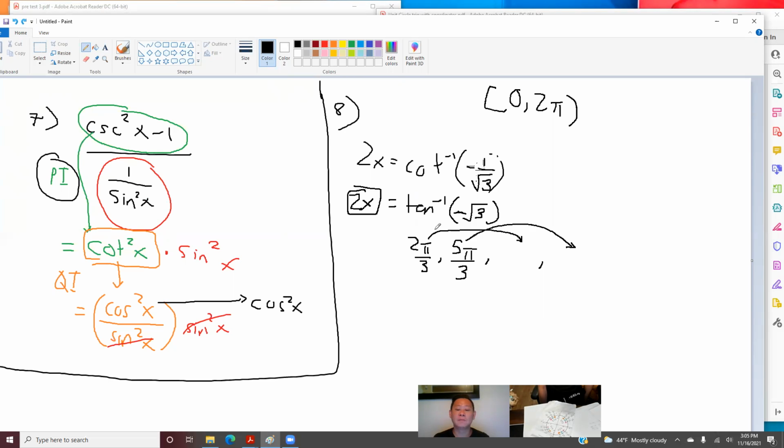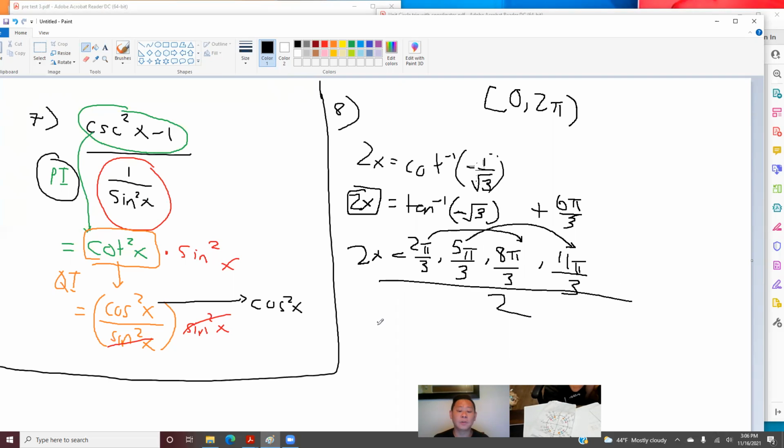Is it 6 pi over 3? No, you add 6 pi over 3, because 6 pi over 3 is 2 pi. So, 8 pi over 3, and 11 pi over 3. So this is all equal to 2x. Do you know how to solve for x now? Divide by 2. You got your answer, right? Yeah, you know how to do it.